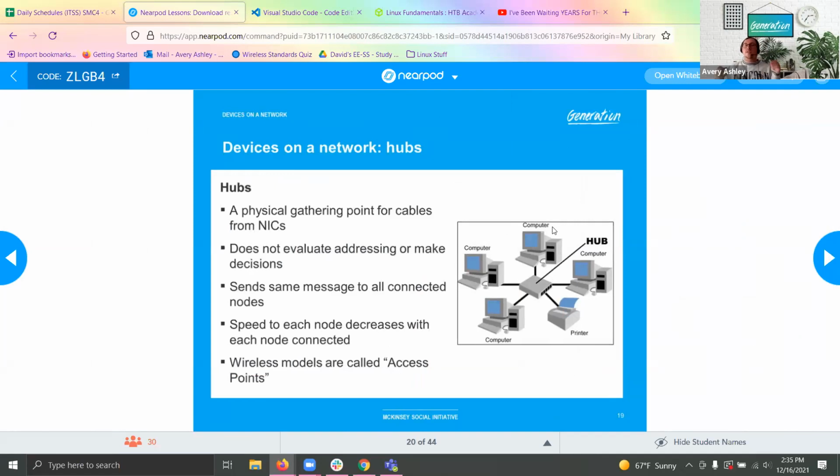So our first network device that we're going to talk about, well, I guess second if we're counting the NIC, which is fair, is going to be hubs. So Glean, will you take this slide for me?